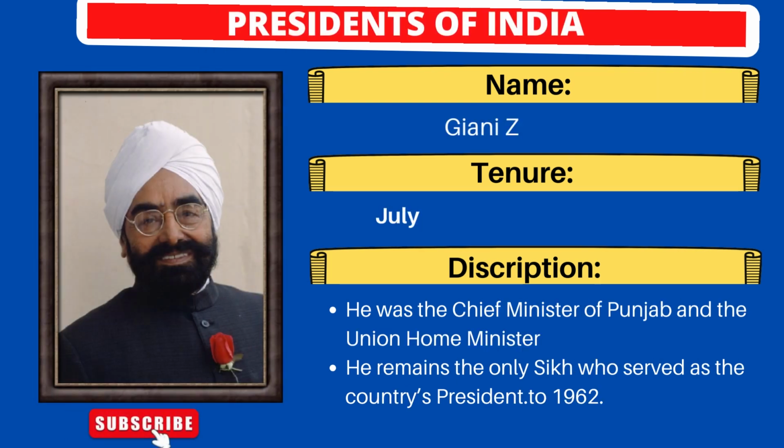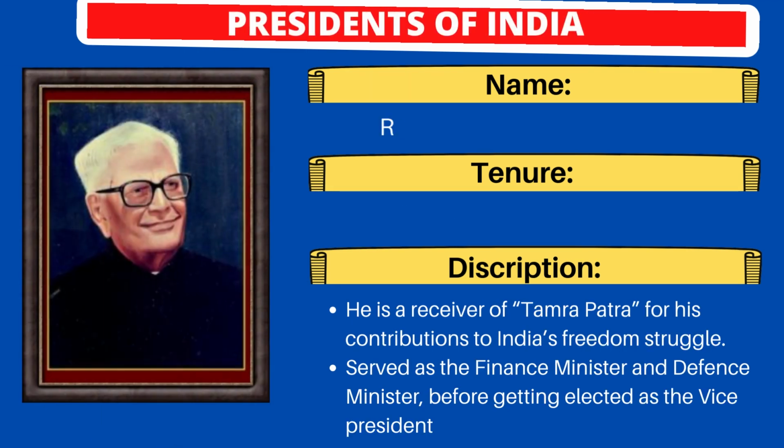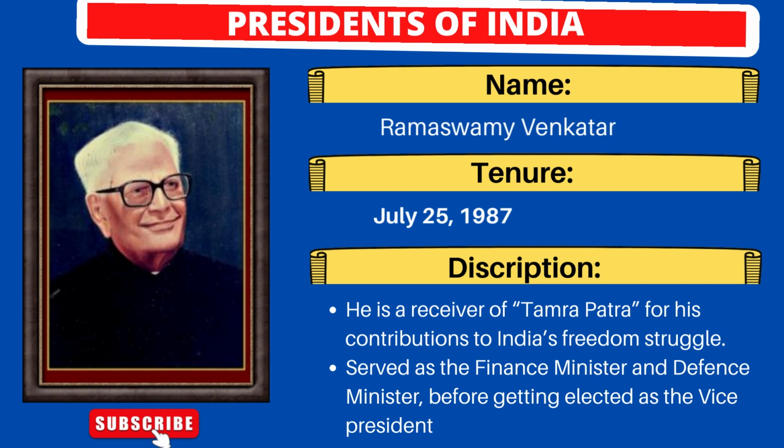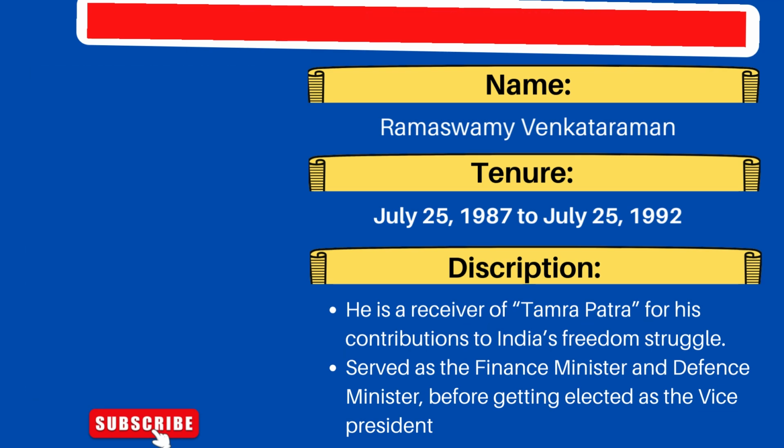The next President of India was Gyani Zail Singh. His tenure term was 25th July 1980 to 25th July 1987. The next president in the list is Ramaswamy Venkataraman. His tenure term lasted from 25th July 1987 till 25th July 1992.